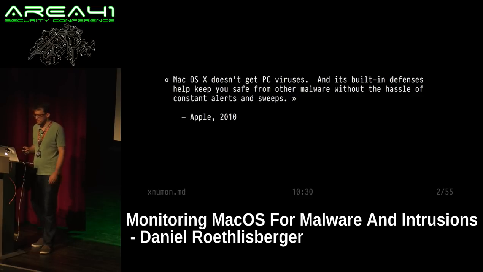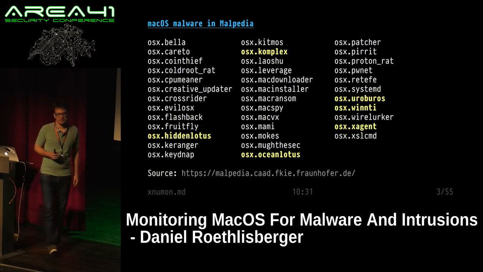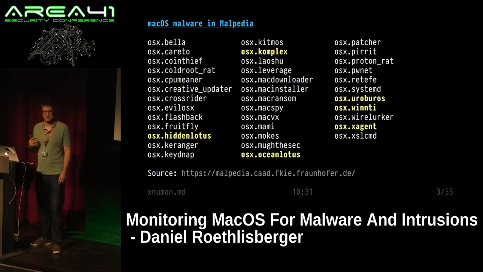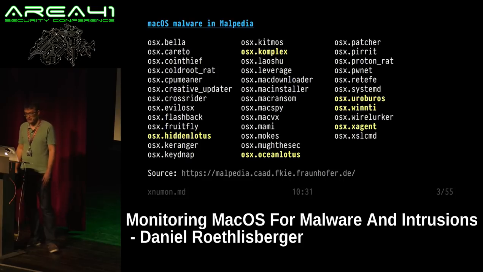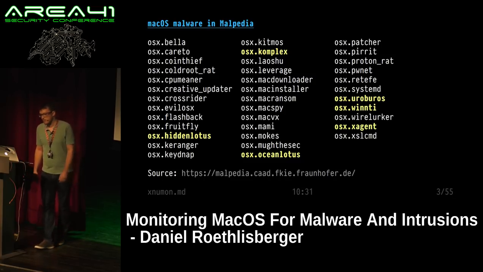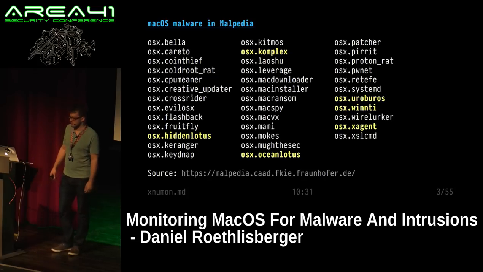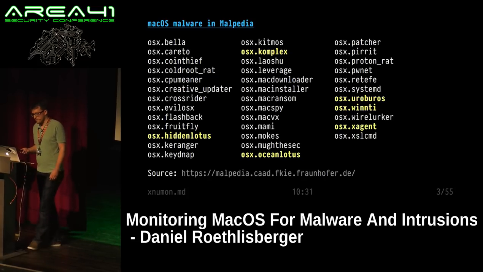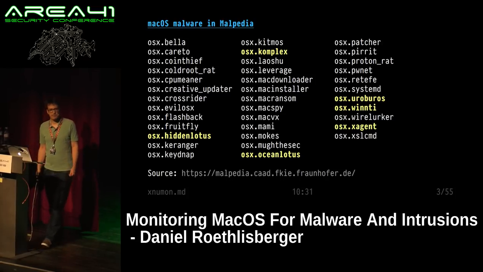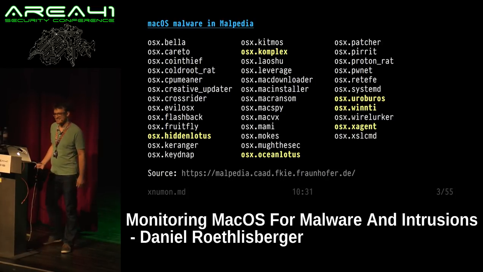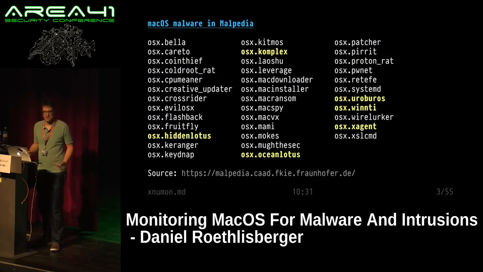But on a more serious note, things have changed, I guess. Looking at Malpedia, a repository of malware families, there's 37 malware families for macOS currently. There's everything from ransomware, adware, to banking trojans. I've highlighted those malware families which are attributed to state actors. It's not the most scientific method to motivate research like this, but I think it's good enough. I feel that a Mac shouldn't be the weakest target in your organization.